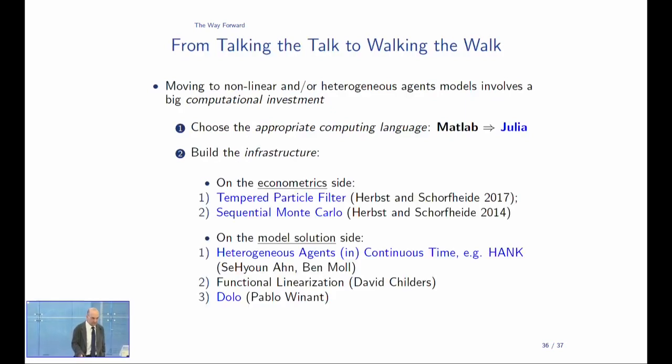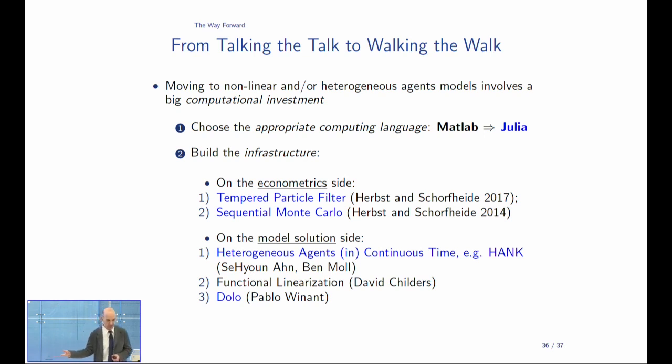Okay, so what are we doing? Again, to do all that stuff, we move from MATLAB to Julia for the reasons that I mentioned earlier, and we build a bunch of econometric and economic infrastructure, right? On the econometric side, you want ways of estimating nonlinear model, and that is tricky. So we coded, and if you click on those links, you get to our code, tempered particle filter, which is a way of producing the likelihood of nonlinear model, as well as sequential Monte Carlo.